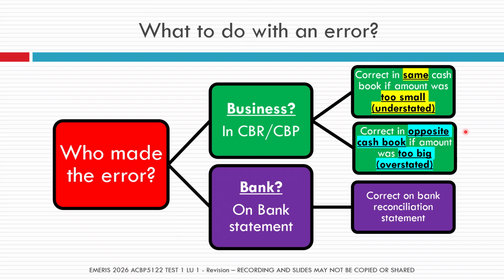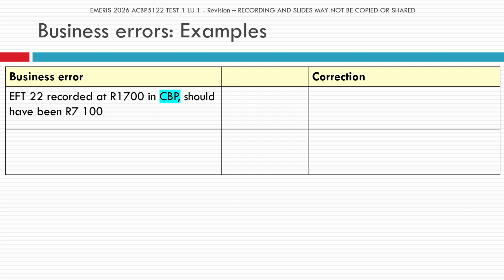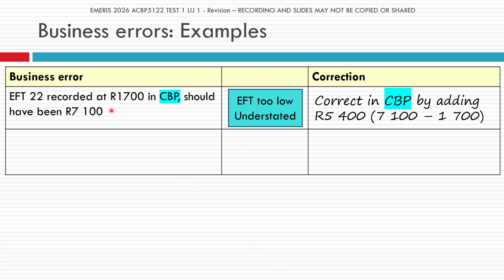Now let's look at a couple of examples of business errors. So here we've got the first one. An EFT was recorded as 1,700 rands in the cash book payments, but it should have been 7,100 rands. So in other words, we understated the EFT in our cash book payments, and that means we're going to correct in the same cash book, and so the correction is going into cash book payments. But just look carefully, the correction is only the difference between the correct amount and the incorrect amount.